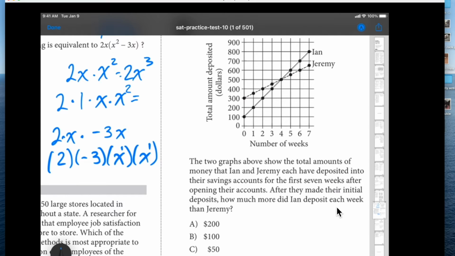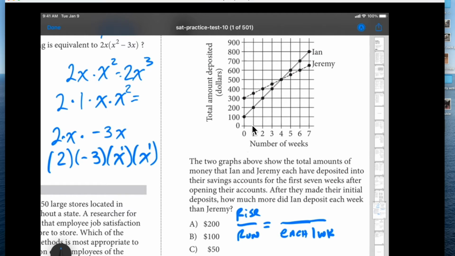Whenever you see that phrase, each week, and the number of weeks is along the x-axis, that means you're dealing with the slope. You want to know what's the change in the y value for the change in each 1 week. That means we're dealing with slope. So what I'm going to do here is ignore the initial deposits, because they want to know how much was deposited each week. So I'm going to get the slopes of each of these graphs and compare them.